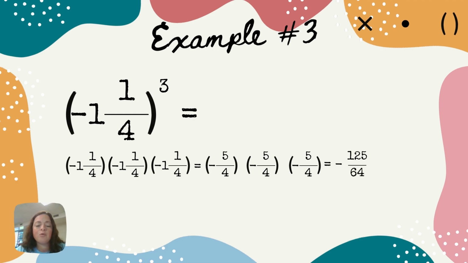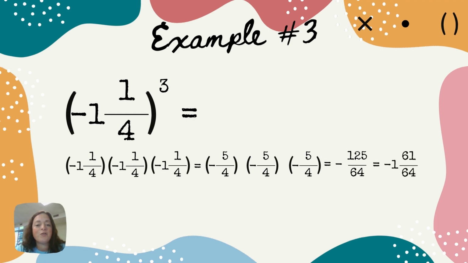Now we can try to change that improper fraction into a mixed number, so it's a little easier to understand. 64 of those 125 64ths is going to make one whole. Then there will be 61 of them left. So 125 64ths is equal to 1 and 61 64ths.